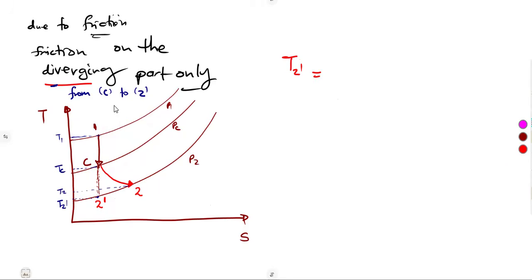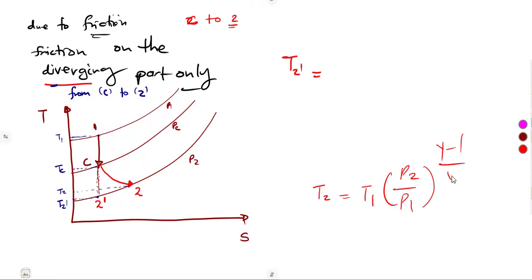Remember, we are moving from C to 2, the exit. So it's just like you are calculating T2. Then you say T2 is equal to T1 into P2 over P1 to the exponent of gamma minus 1 over gamma. So it's from where you start, from T1. Here we start from TC. So this one must be TC, this one must be PC. That's it.